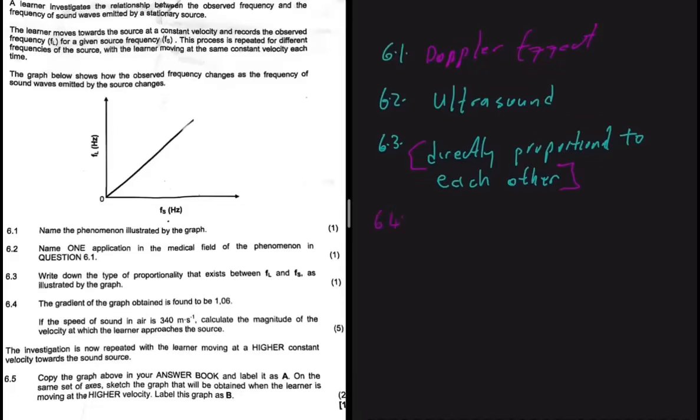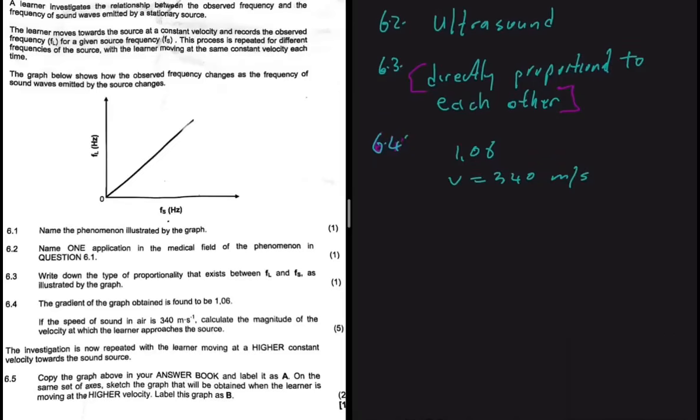6.4. So 6.4 is saying that the gradient of the graph obtained is found to be 1.06, right? If the speed of sound in air is 340 meters per second, calculate the magnitude of the velocity at which the learner approaches the source. So we're given the gradient of the graph, and what we're going to do here is look for the equation of the graph so that we can know what the gradient is and find a way to solve our problem, right?